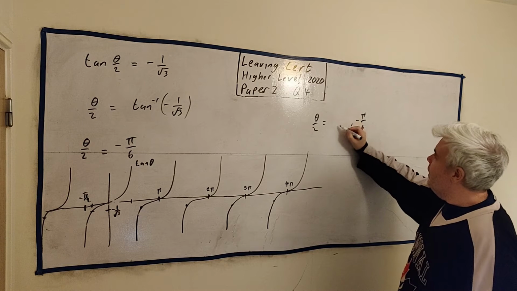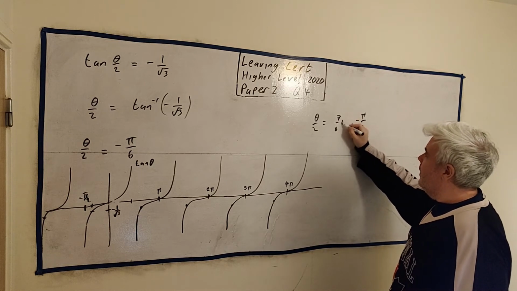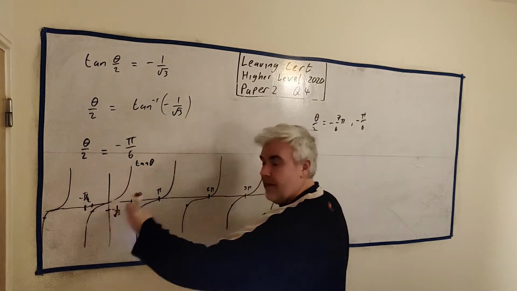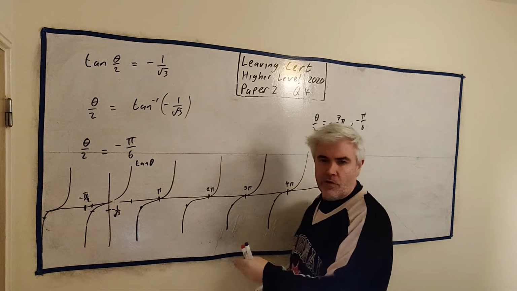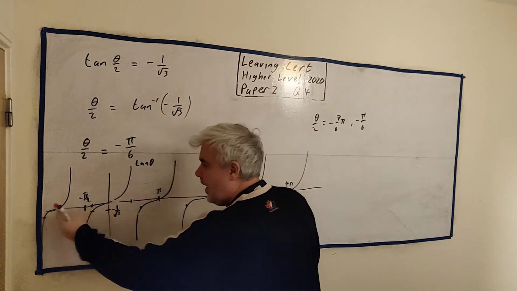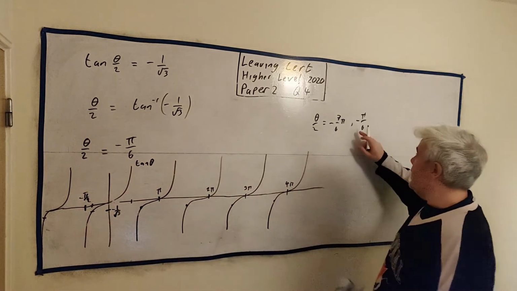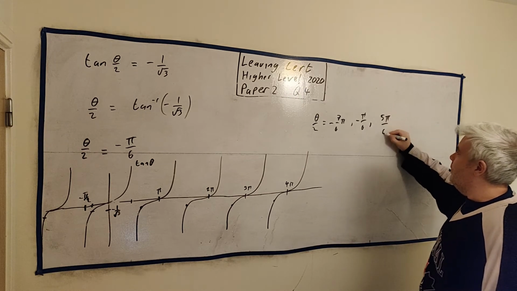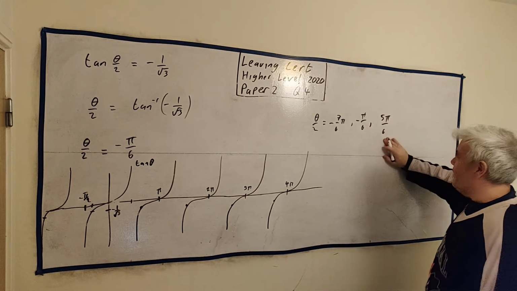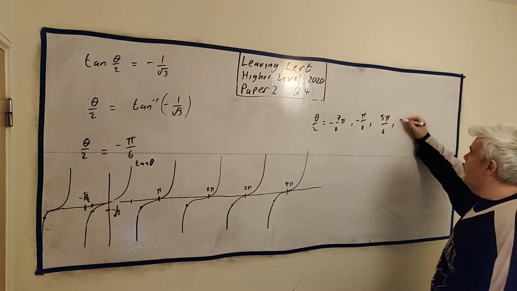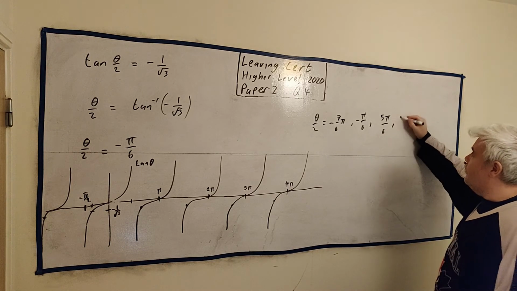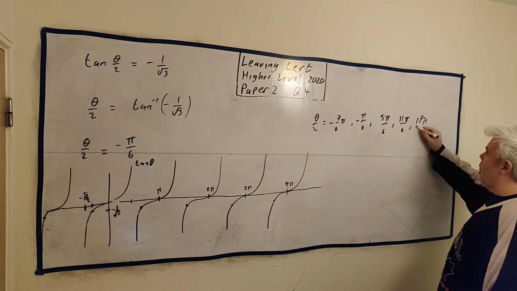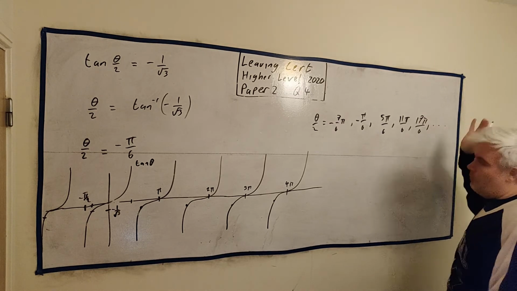We need to realize there's another answer: minus 7 over 6 pi. That's pi in this direction. Every pi distance this repeats, or 180 degrees if you prefer that world. So if I take pi away from this, I'd get another answer. If I add pi on, here's the one my calculator would give me, and other people's calculators might give them this one. Or another one would be, I'm just going to add 6 onto this number every time: 11 pi over 6, 17 pi over 6, and this will go on forever. I won't bother writing too many of them.